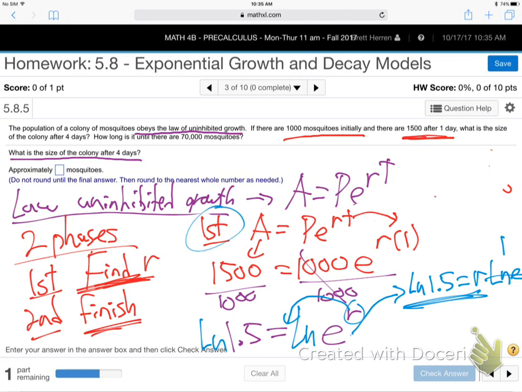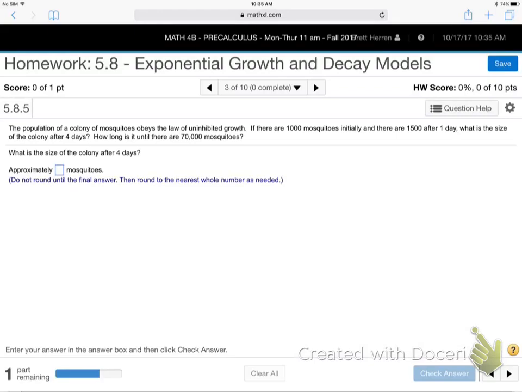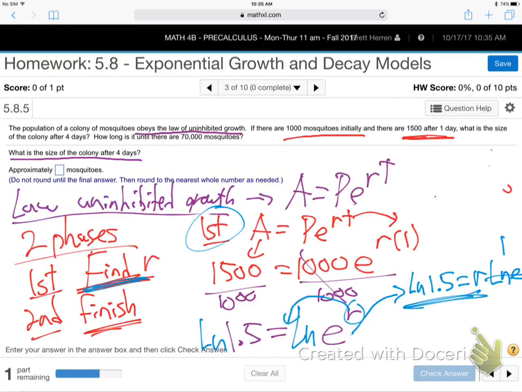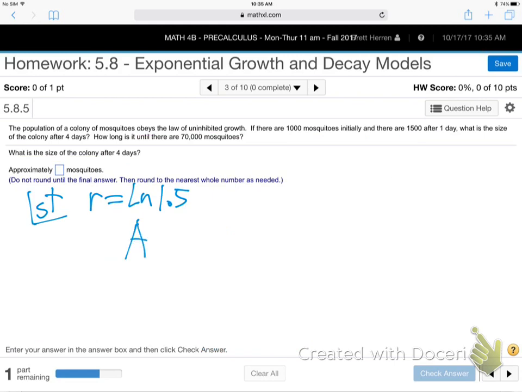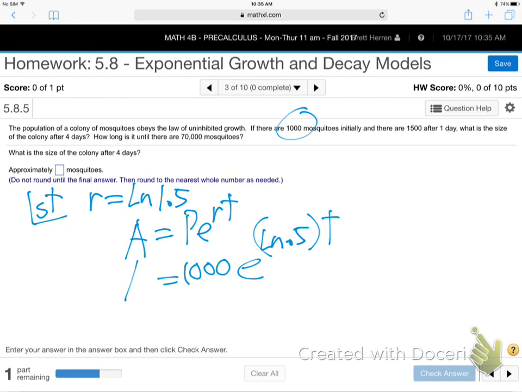Phase 1. Find R. So I found R now. Now let's go to part 2. Same question, part 2. So first part, I found R is ln of 1.5. Is that what it was? Yeah. R is ln of 1.5. Now, go back to the PERT formula again. And now you can put in R and the initial amount, 1,000, that's still the principal. 1,000 mosquitoes initially. The R is ln of 1.5 times T.